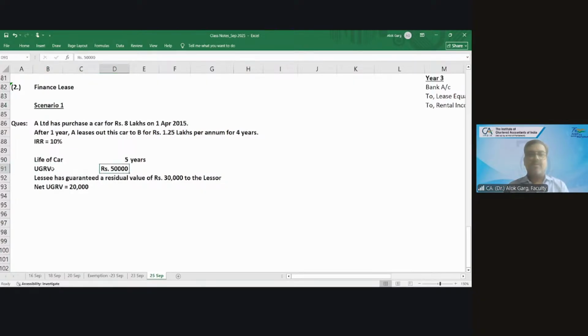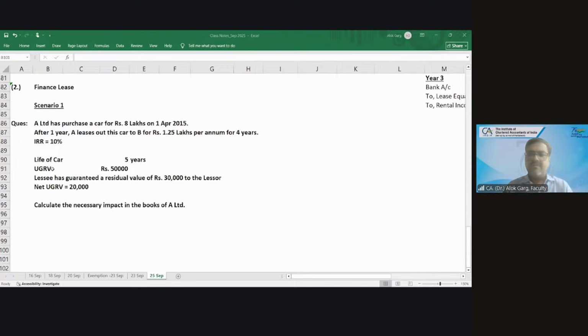Okay. These are the facts which are given in the question. Now you have to calculate the necessary impact in the books of A Limited. First of all, tell me whether question is clear to everyone. These are the facts given in the question. Whether the facts are clear to everyone. Yes or no? Yes, sir.